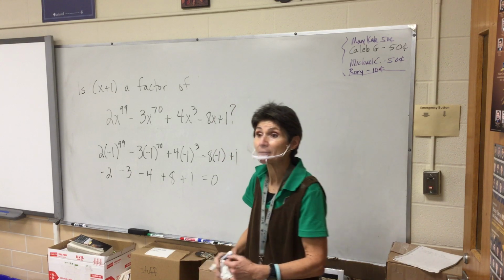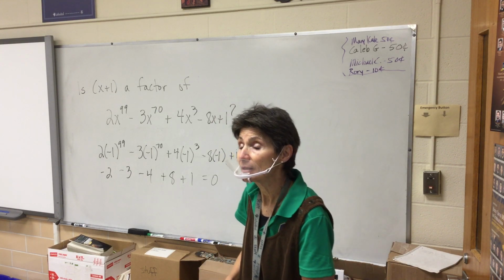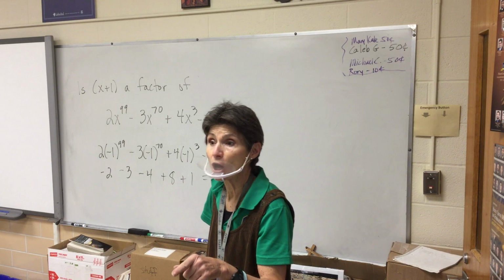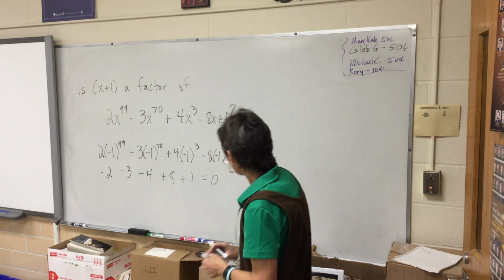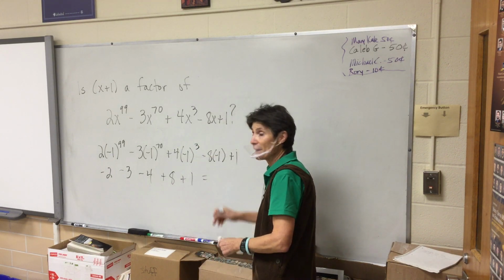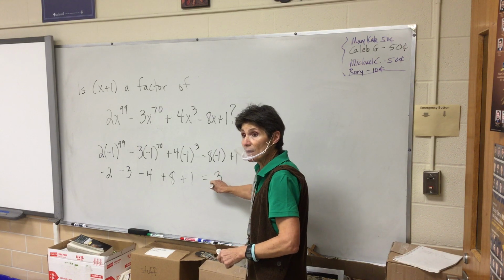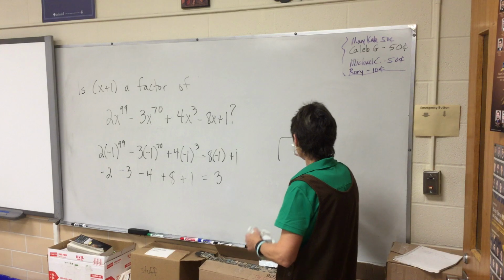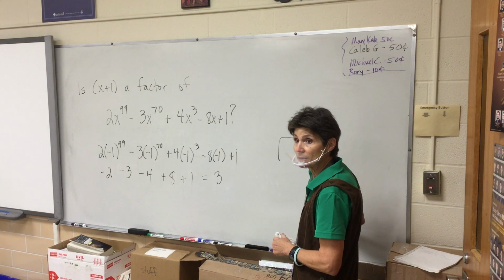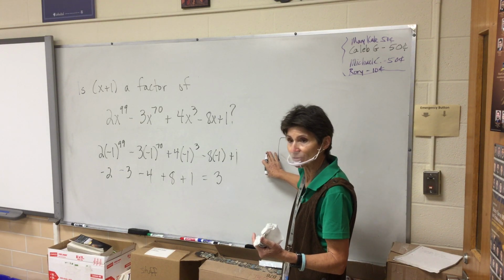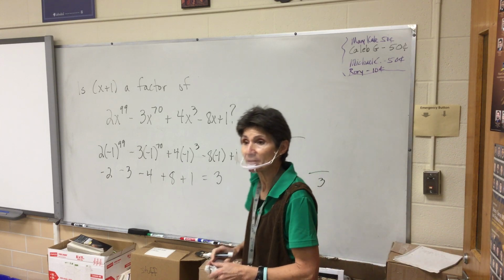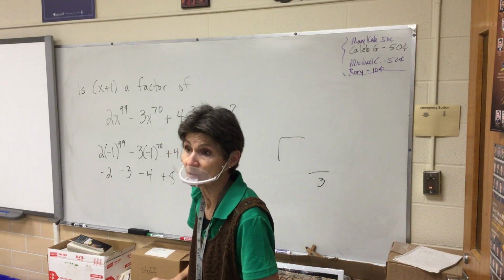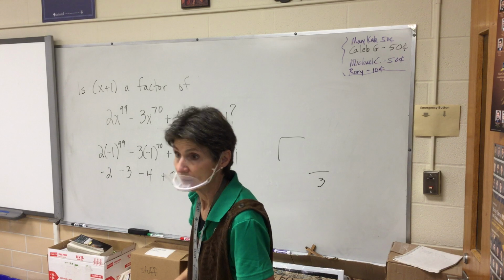Okay, your hand up, Farrell? If it doesn't equal 0, then the answer is no, it isn't a factor. So if I had done all this work and this had come out to be 3, then that means the remainder is 3. That means if I did the division, the remainder would be 3. That means this is not a factor. Because the only way something can be a factor is if the remainder is 0. Okay?